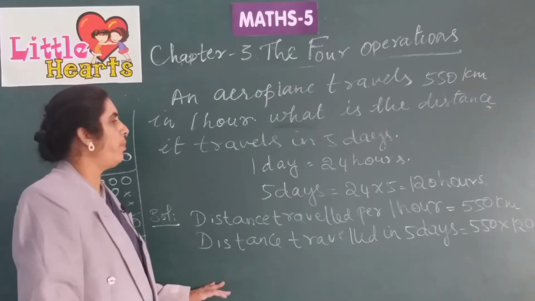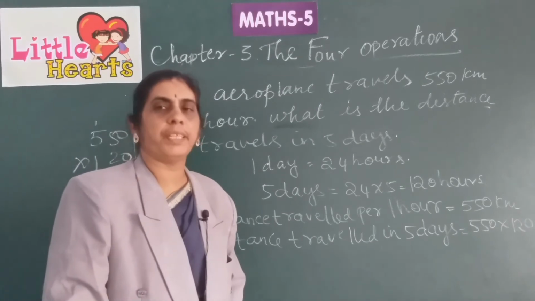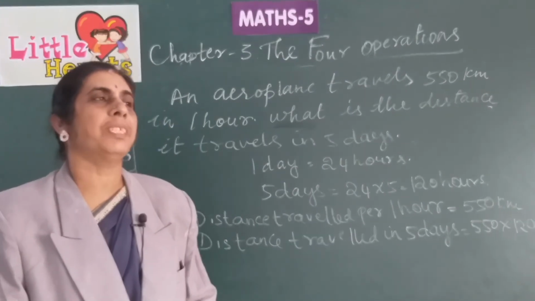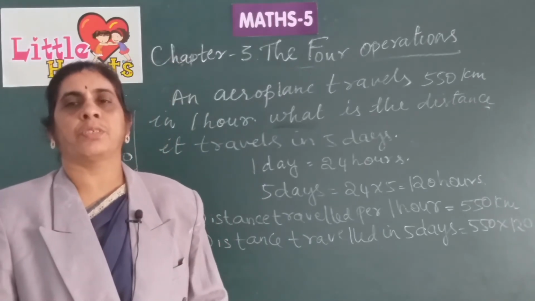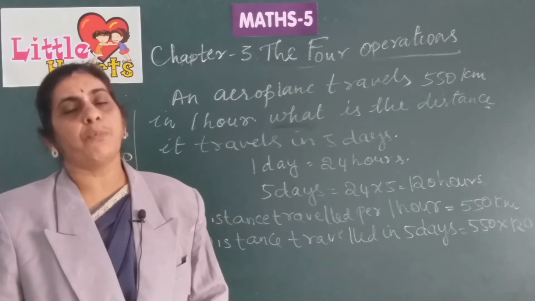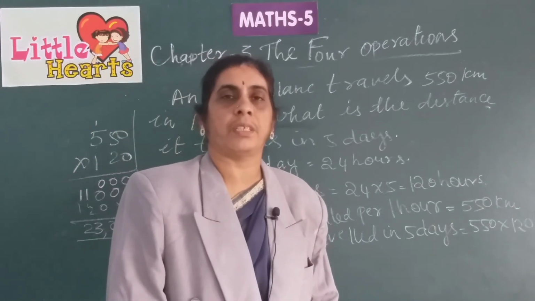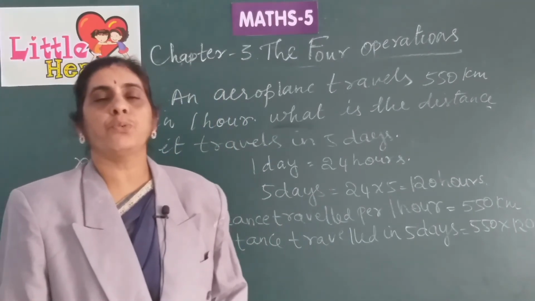This is a word problem on multiplication. On multiplication, always one to many we use multiplication. The cost of a mobile phone is 5,000. Find the cost of 10 mobile phones. 10 into 5,000, that is 50,000. So we use multiplication in the case of finding one to many.